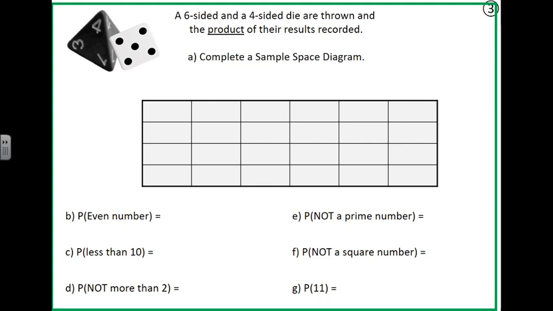Next one is the next question. This time you do the grid yourself. So you've got a 6-sided and a 4-sided die. Okay? So put the 6-sided along the top and the 4-sided one down the bottom, and then fill out your numbers by the product. Product means times, not add. So you times the numbers, multiplying. So put me on pause and then try the answers.